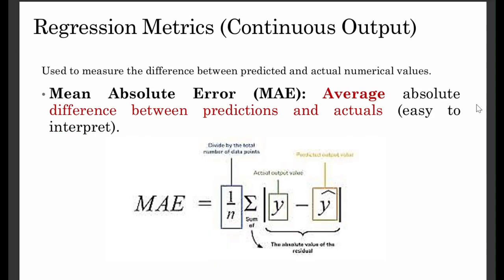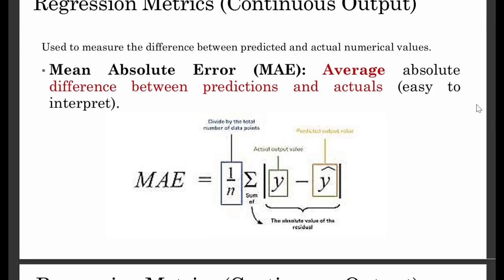Coming to MAE, mean absolute error. It is the average absolute difference between predictions and actuals, which is easy to interpret. The average of the absolute differences between predicted and actual values. It's easy to interpret because it's in the same units as the target variable. If you are predicting house prices and MAE is equal to 5 lakh, that means your predictions are off by 5 lakhs on average. MAE treats all errors equally.